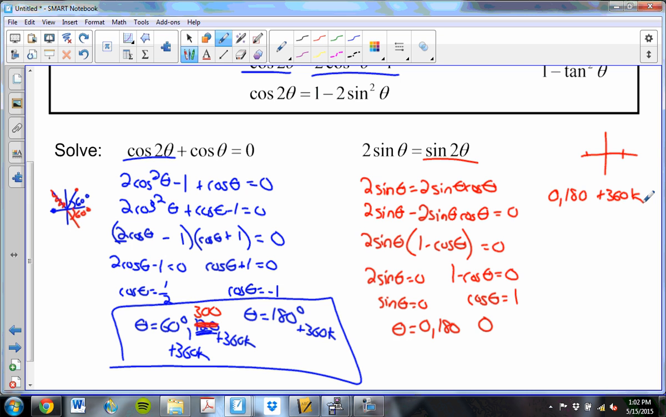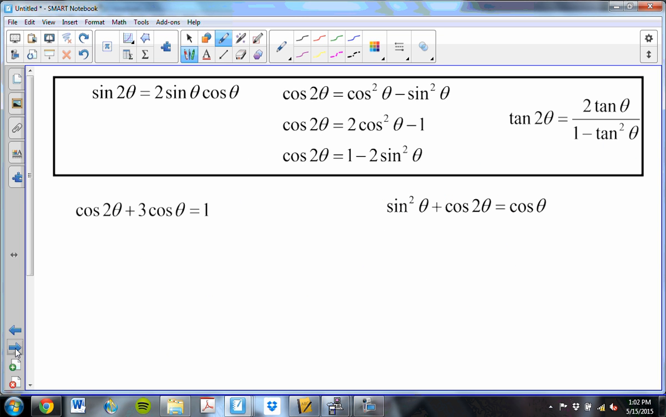And in this case, that's the same as just 180k. This will go 0, 180, 360, 540, 720, and this covers that. So my answer is just theta equals 180k. The key to that problem was recognizing that even though we still had a sine and cosine, we could factor a sine out of those two terms, and factoring is how you're going to get through a lot of solving problems.